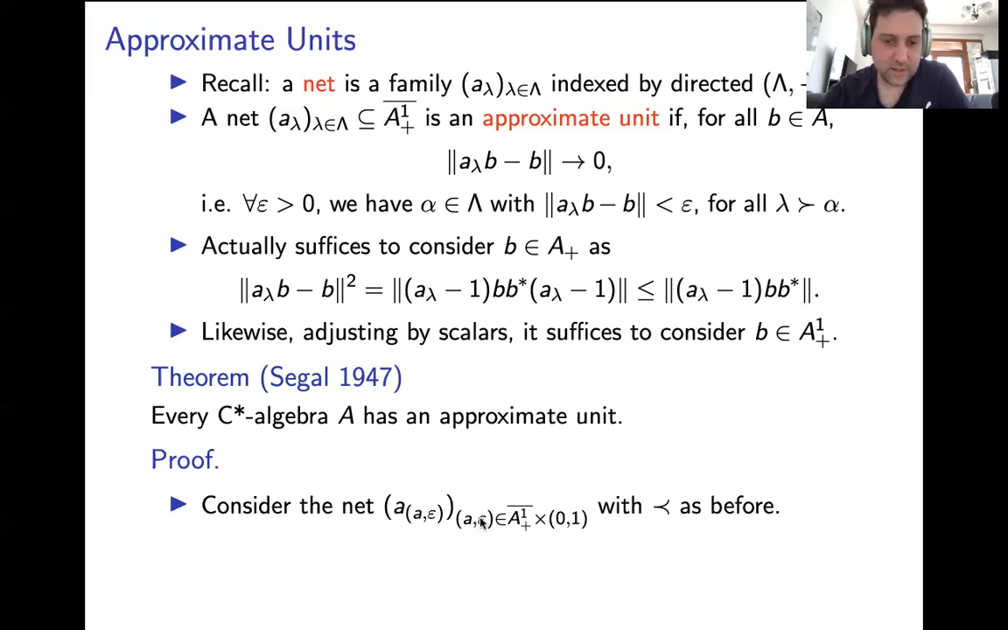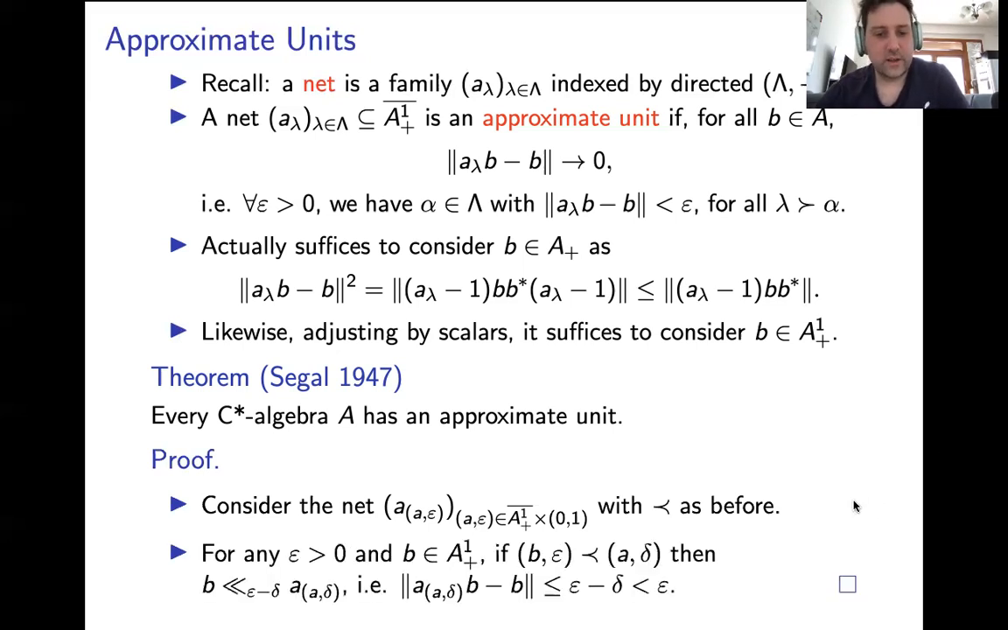And the family they index is simply given by the first coordinate. So it's somewhat of a trivial kind of net, if you like. A net officially is really a function from your directed set to some elements. The function in this case is just the projection onto the first coordinate. So consider that net.